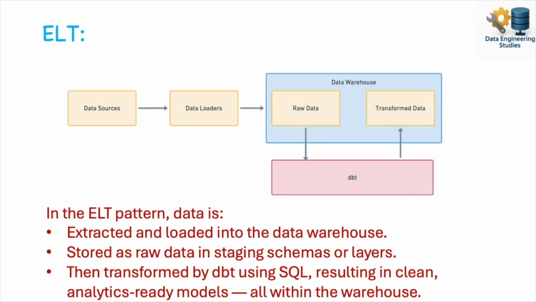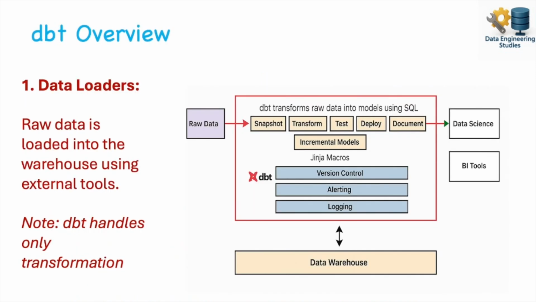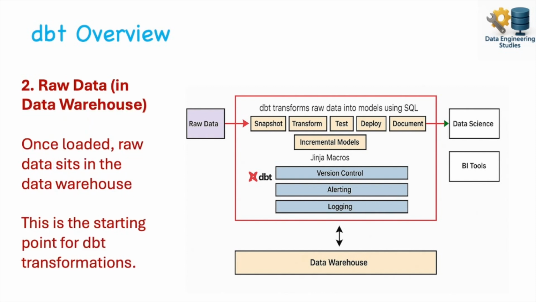Now let's see the overview of DBT. The first step is getting the data into the warehouse. This is done by an external tool which handles the extraction and loading process. The next step is the raw data in the data warehouse. Once the data is extracted and loaded by external tools, it resides in the data warehouse as raw data. This is where DBT starts its work. DBT connects to the warehouse and begins transforming this raw data into clean structured models. All using SQL and all happens inside the warehouse.